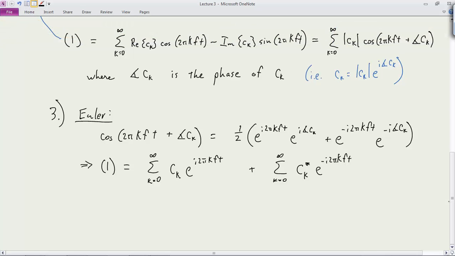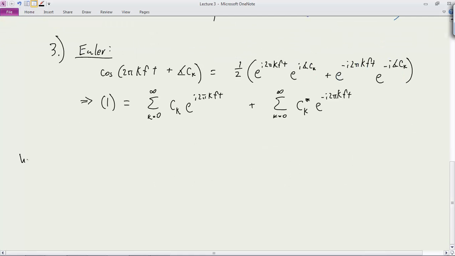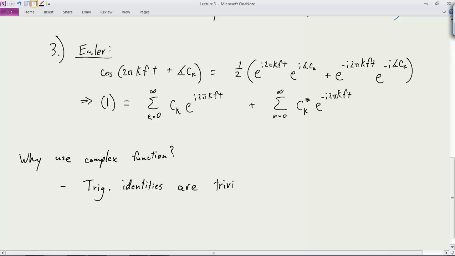Okay, and there are many reasons why. I'll give you a couple. So why use complex exponentials, complex functions, especially if our signal is actually real? Well, for one thing, it's nice that you can simplify a lot of trigonometric identities with Euler's formula. So that's the first reason why I think it's nice to use complex functions. Trig identities are trivial. Not all of them, but a lot of them.